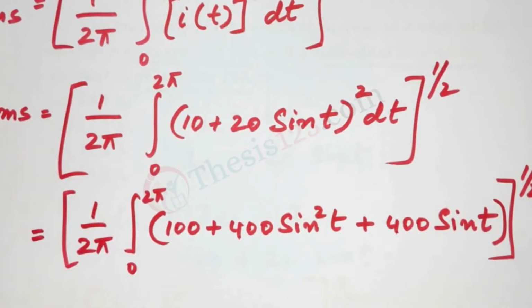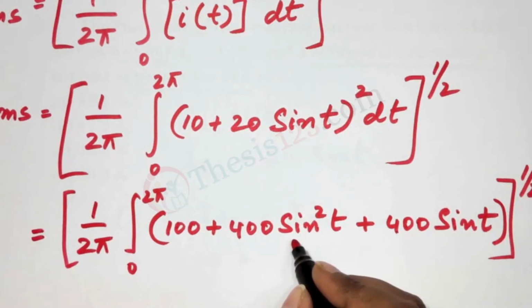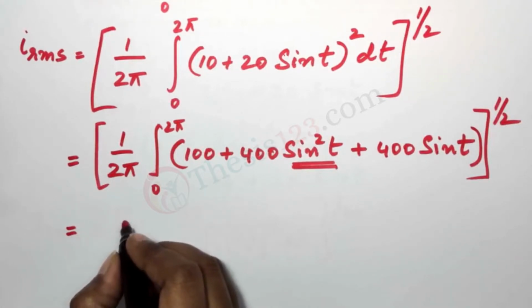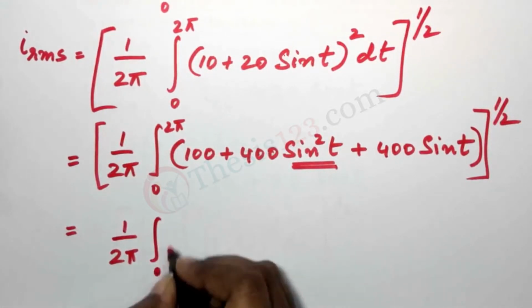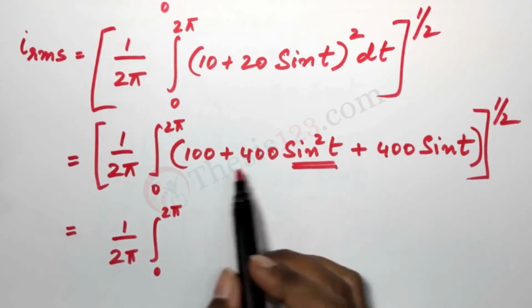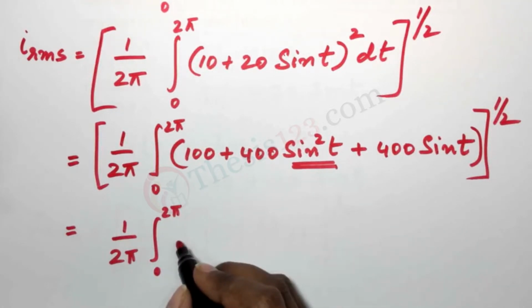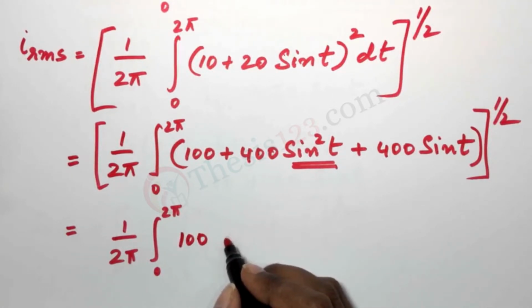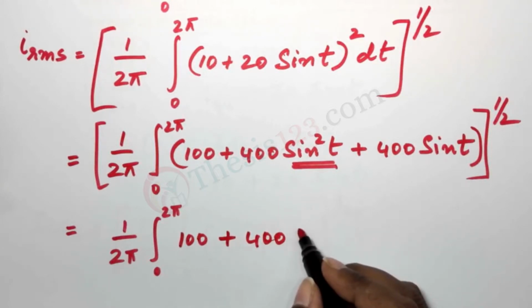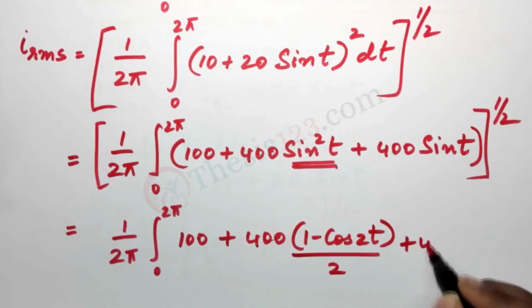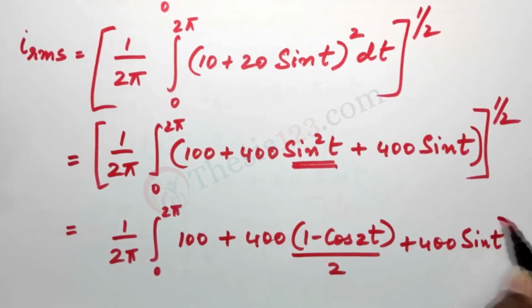Right. Okay, now let's solve this further. What we are going to do next is to convert the sin square t in terms of cos t. That's our next step. So we now have 1 by 2 pi integral 0 to 2 pi. Here sin square t can be written as 1 minus cos 2t by 2. So we write it as 100 plus 400 into 1 minus cos 2t by 2 plus 400 sin t.